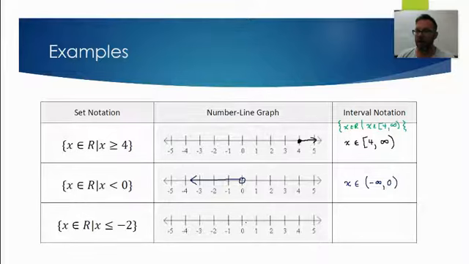Let's continue and just look at a variety of examples, kind of cover all our bases, and then get you guys trying some. X is less than or equal to minus 2, so we are including minus 2, and an arrow going down. In interval notation, this would be, okay, our lower value, minus infinity. Our upper value is negative 2. We are including negative 2, so a square bracket.